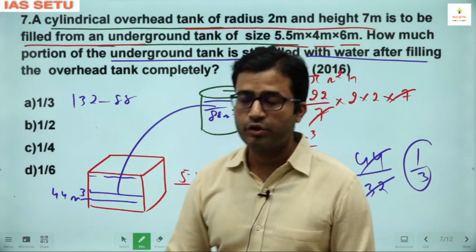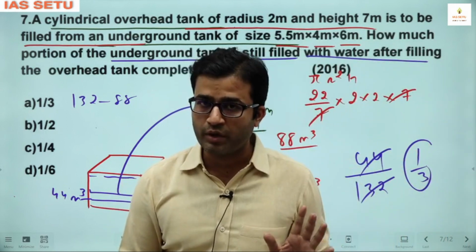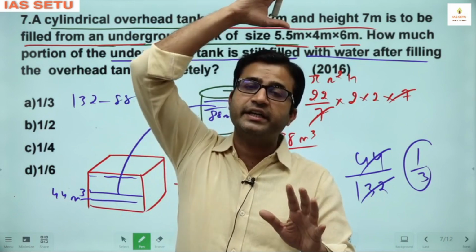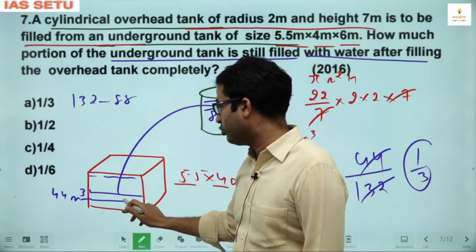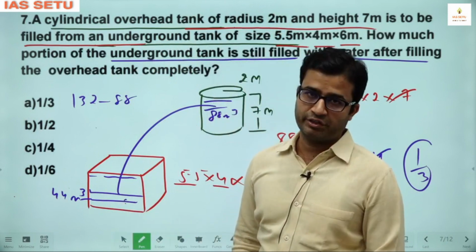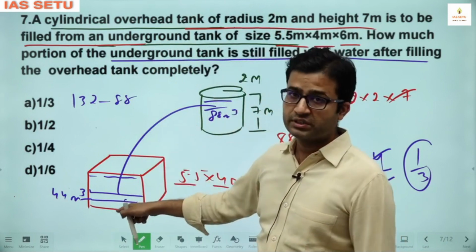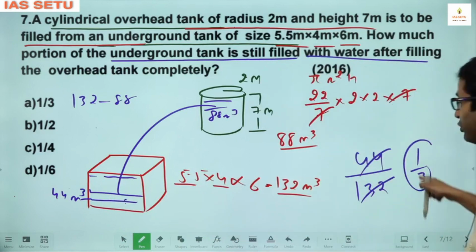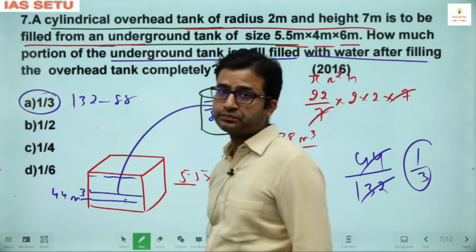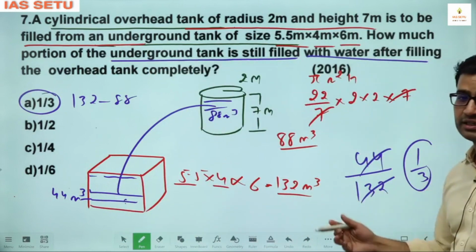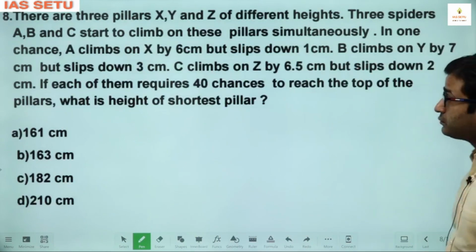See, the capacity of underground tank is 132. Out of that 88 meter cube has been transferred to the overhead tank. So remaining water here is 44 out of 132. So what portion is still filled? 44 out of 132, which is 1/3. So question number 7, answer A, 1/3.